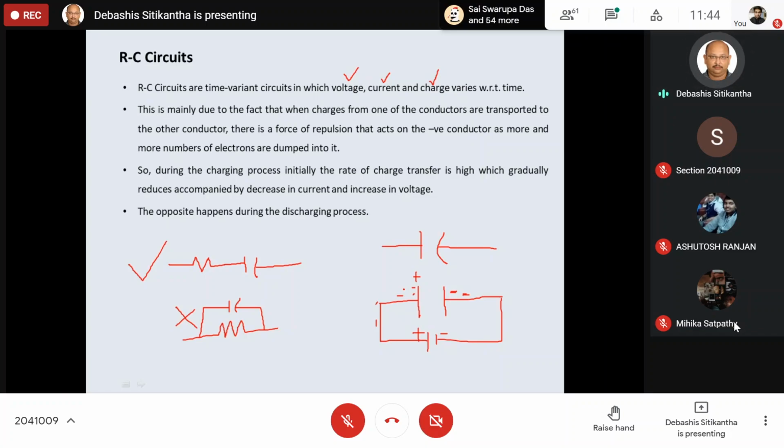If anybody asks you why your RC circuit is a time variant circuit, tell them or write down very simply: because in case of an RC circuit, when electrons start getting assembled at the other conductor, because of the inherent repulsive forces between them, the rate of transfer of the charge from the positive conductor to the negative conductor gradually decreases. And because of this, the current decreases, as well as the charge deposition is going to increase. Is there any doubt over here? Very important thing. Anyone with any sort of doubt?